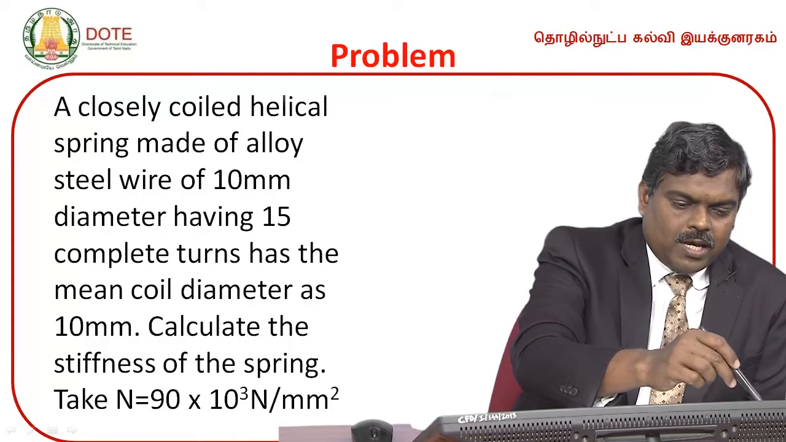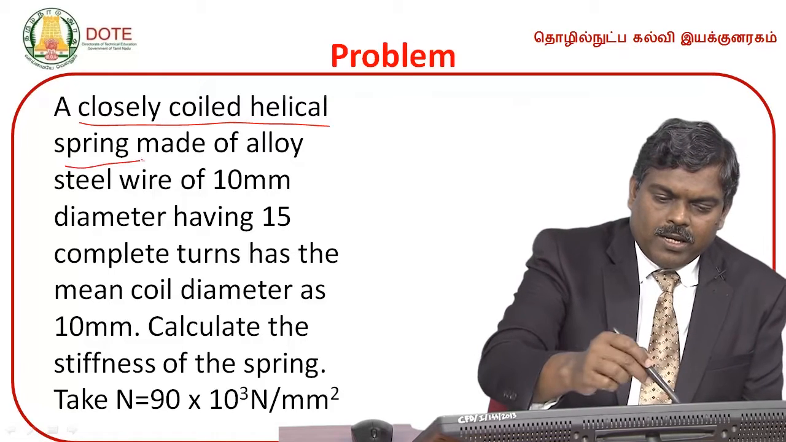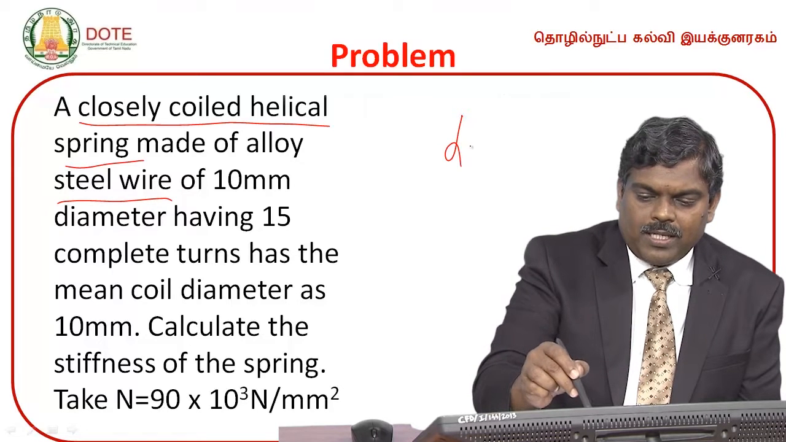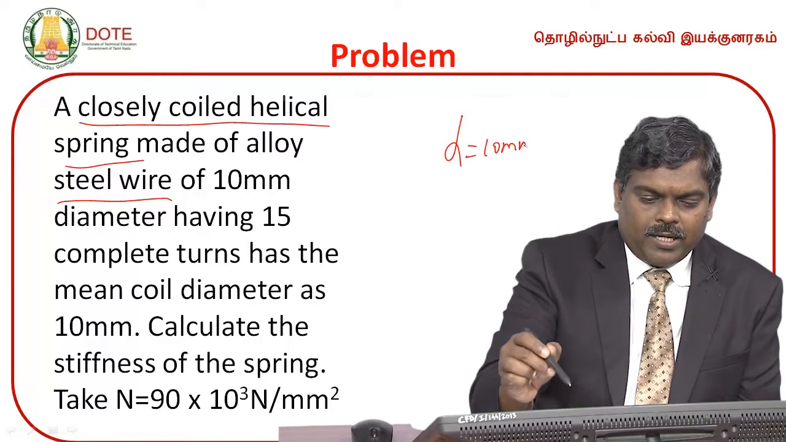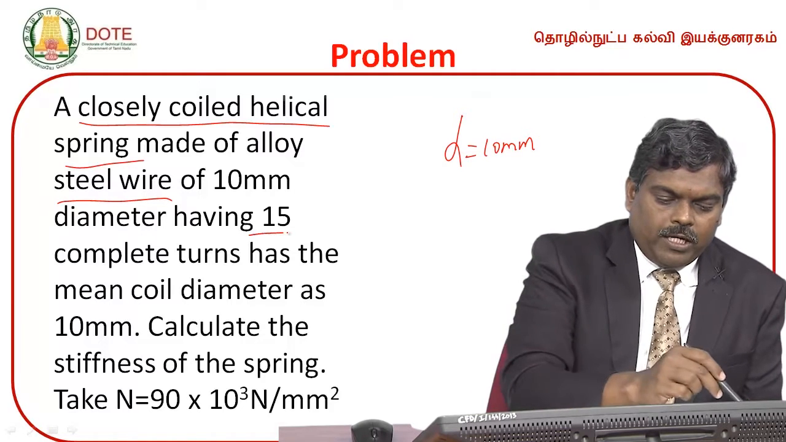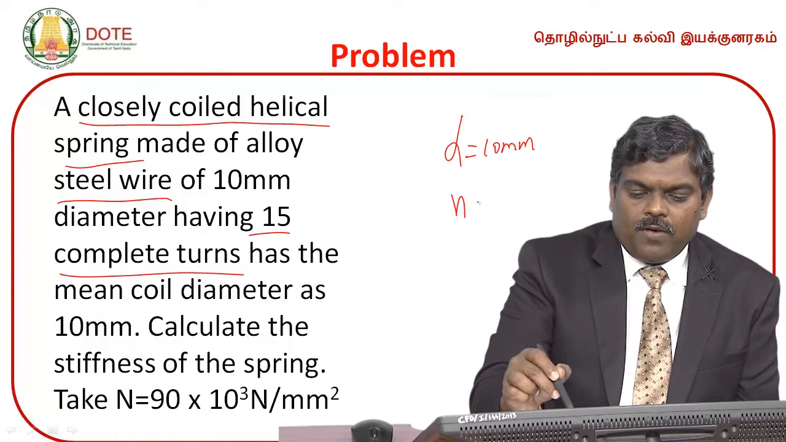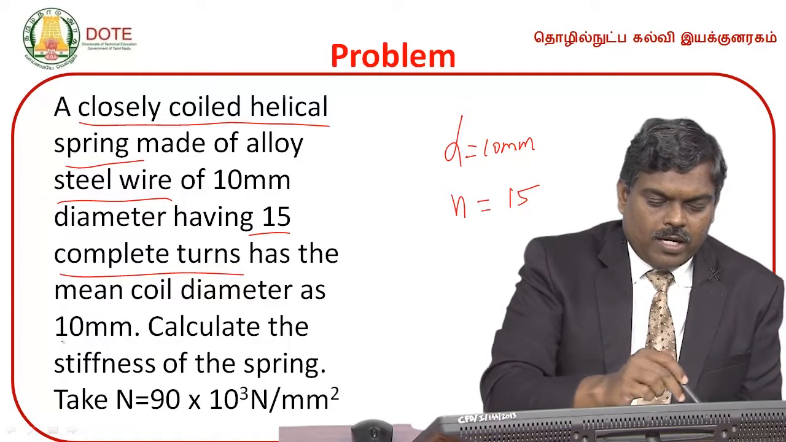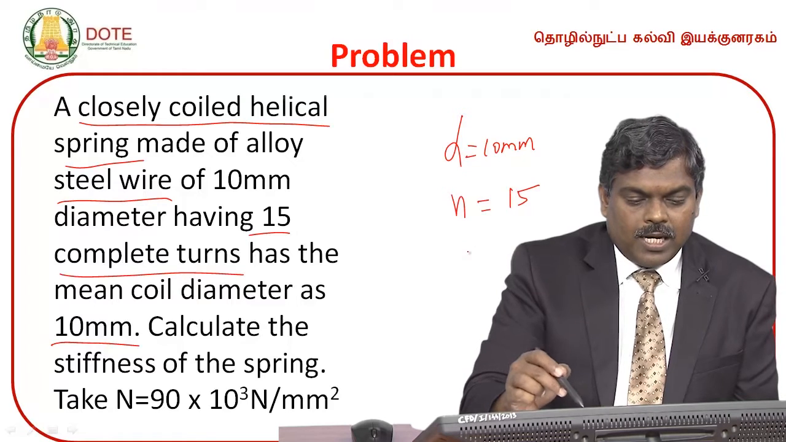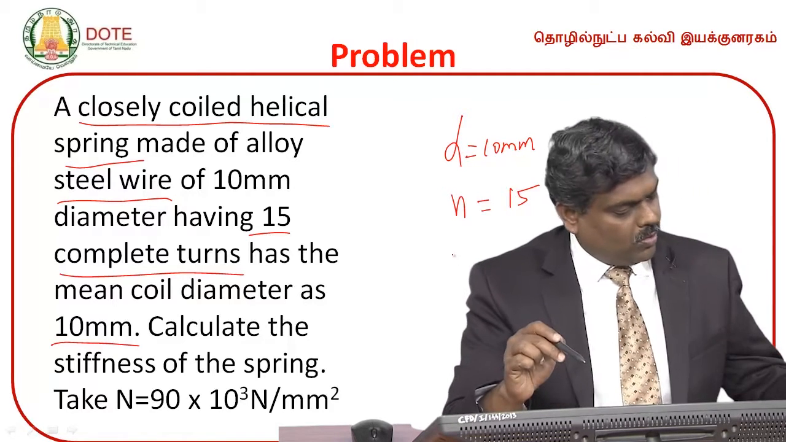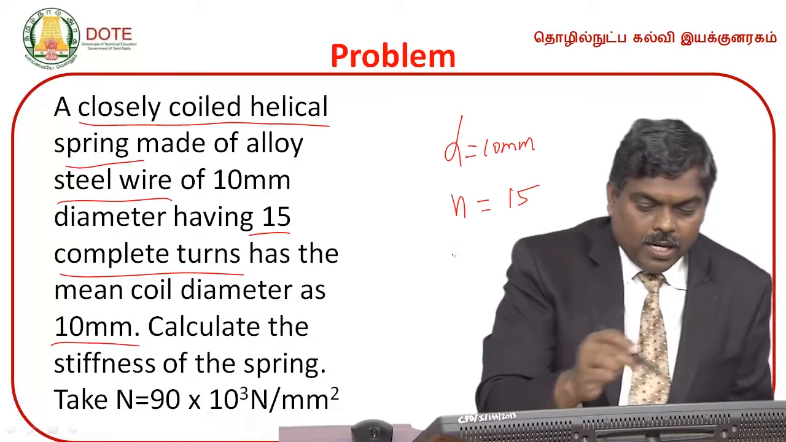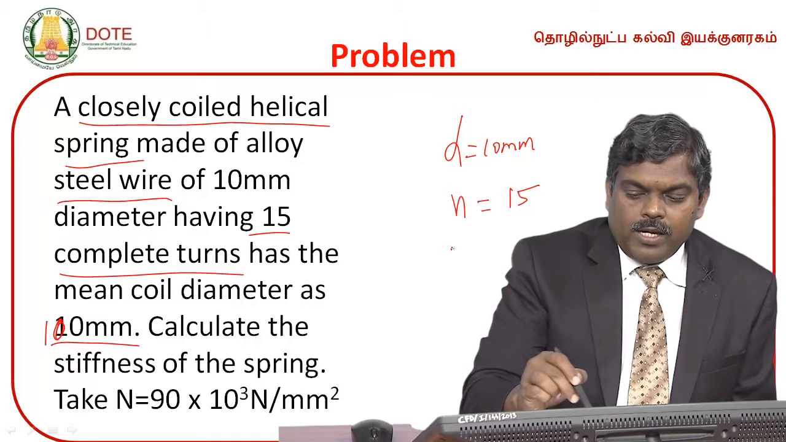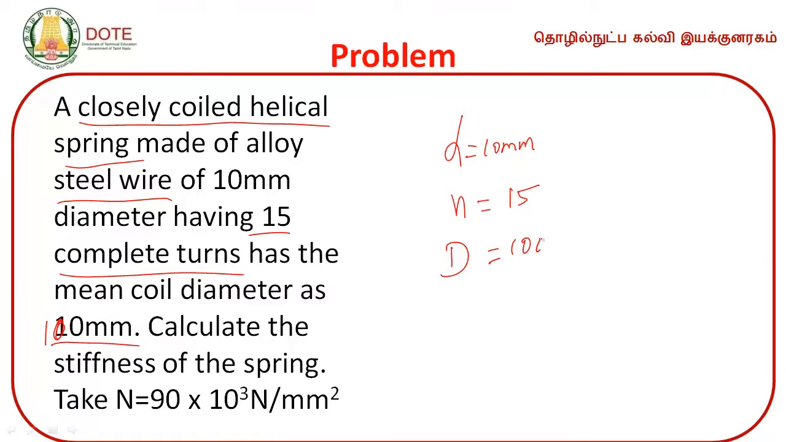It is given as a closely coiled helical spring made of alloy steel wire of 10 mm diameter. So wire diameter d is 10 mm, having 15 complete turns. What is 15 complete turns? Number of turns is going to be 15. It has a mean coil diameter of, sorry, mean coil diameter is 100 mm. So D is equal to 100 mm.